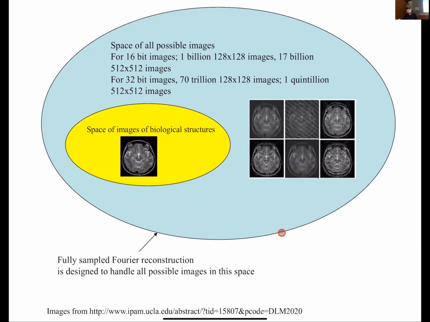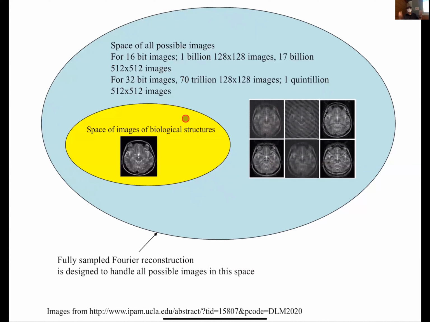Fourier transform, whether we use fully sampled or parallel imaging, assumes that I need to figure out any image in this whole space. And it will do its best to reconstruct that. So even if the images don't look like what I want, it will still try to create that image for me. It's like if you don't know where you lost your keys, you have to figure out every possible solution. And that's going to take longer, and it's not going to be optimal. Whereas if I say, well, biological structures don't look like random noise, right?